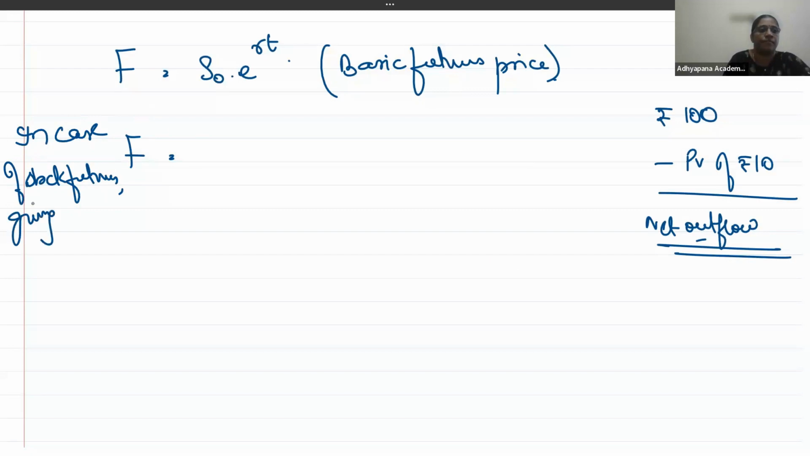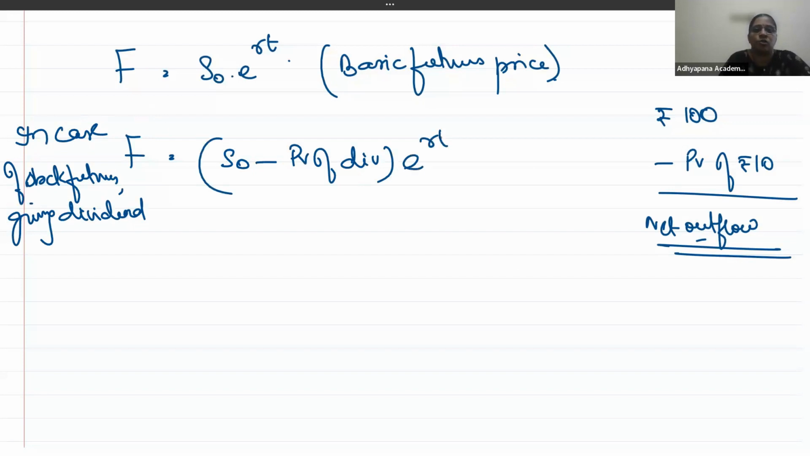So, in case the stock future is giving dividend, how much is my outflow? S0 minus present value of dividend, into e raised to rT. I have spent 100 rupees. 2 months later, I am getting back 10 rupees. It is not an immediate 10 rupees. So, not 100 minus 10, 90. No, 2 months later only. So, I have to subtract the present value of 10 rupees, and only that net outflow has an exponential growth.